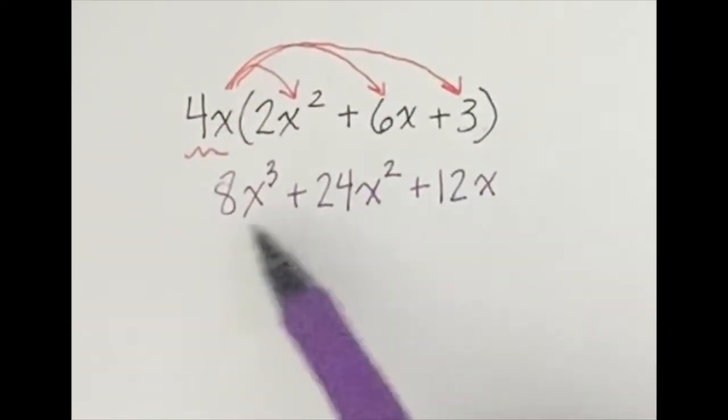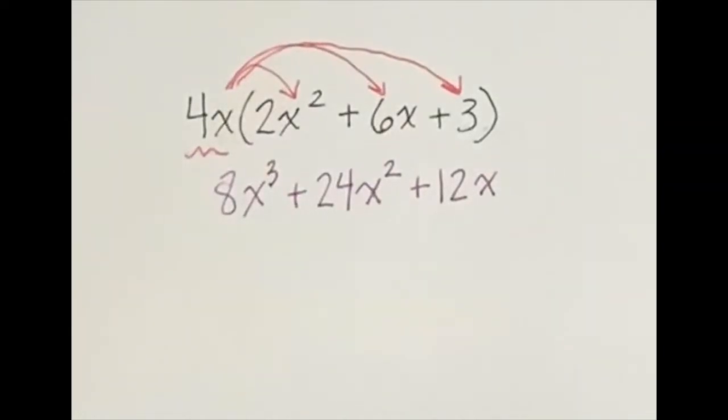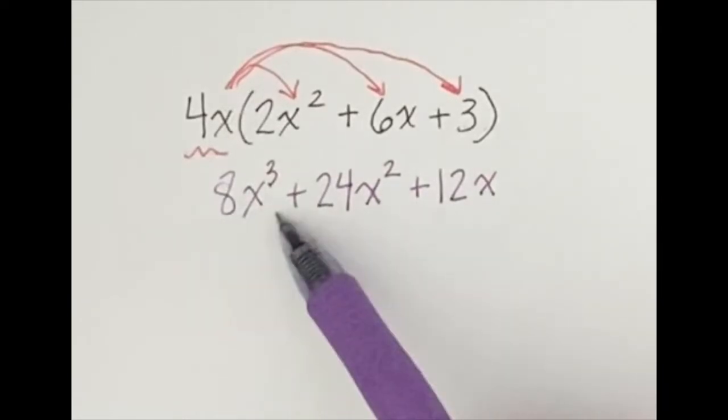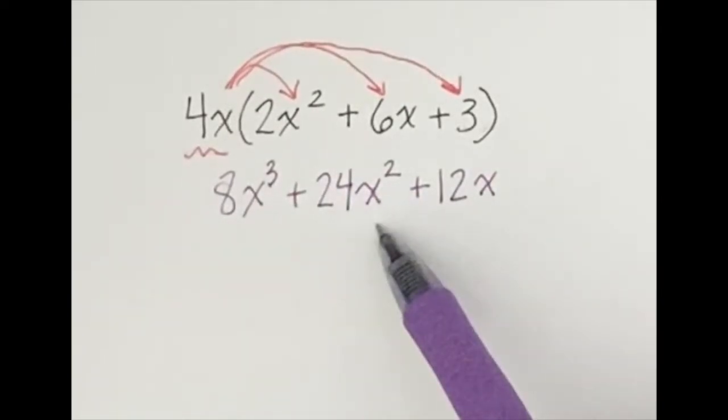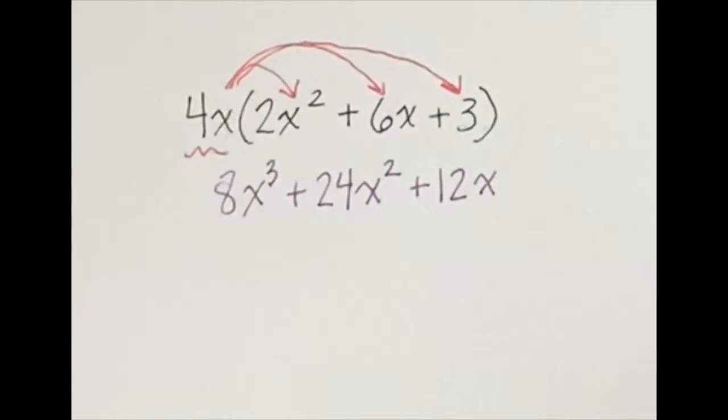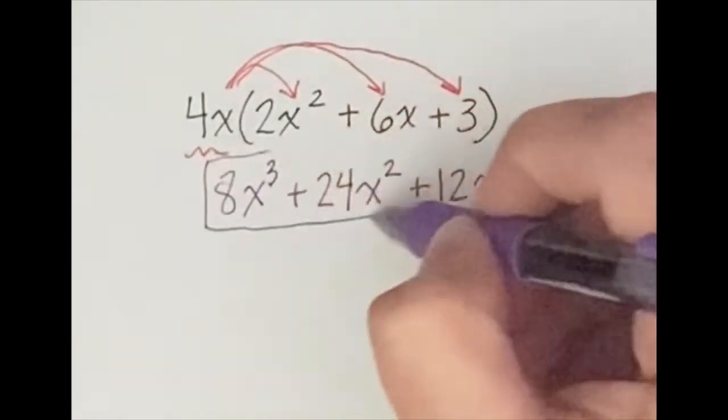Can we add these together and combine them one final time? No, you cannot, because they are not like terms, because this is an x cubed term, this is an x squared term, and this is just a plain old x term. So this is your final answer.